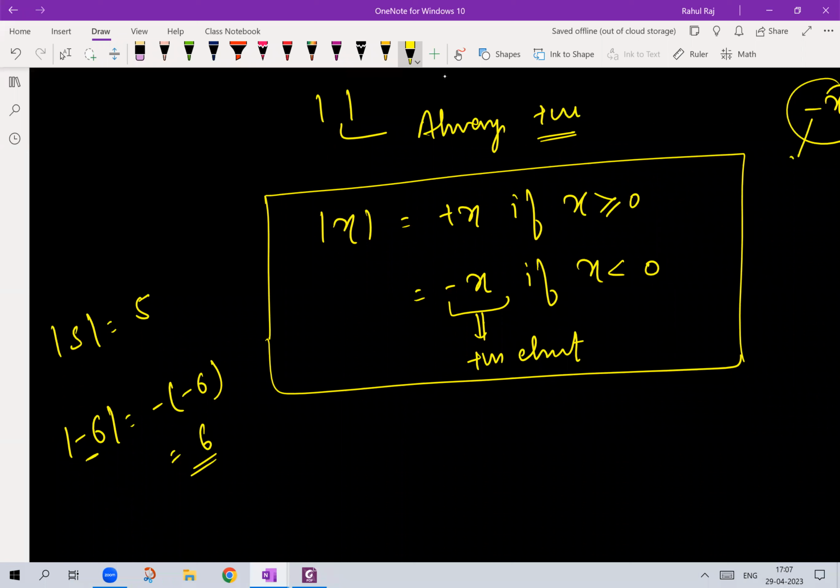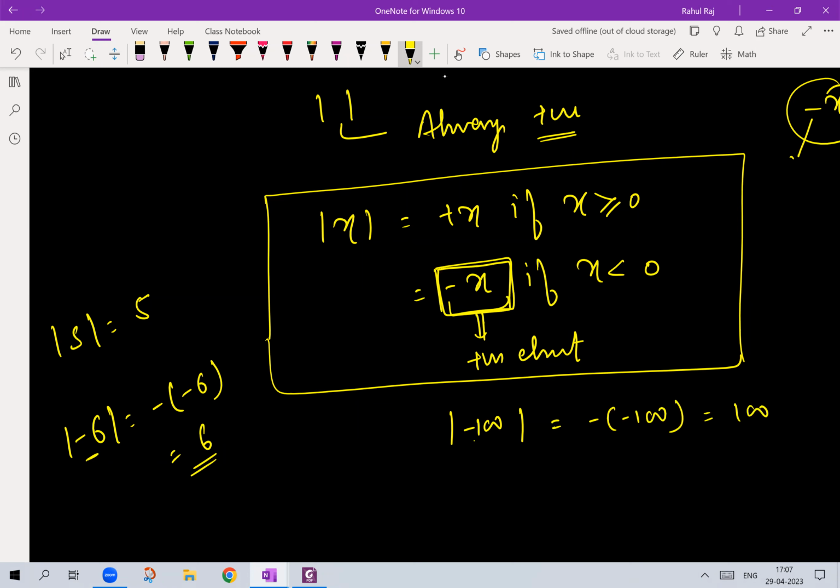So please understand, mod of any constant, any number, be it negative 100, negative 1000, negative 1 lakh, doesn't matter at all. When it comes out of mod, it is just 100. They use negative x over here because if something is negative 100, when it comes out, it becomes negative of negative 100, which is nothing but 100.